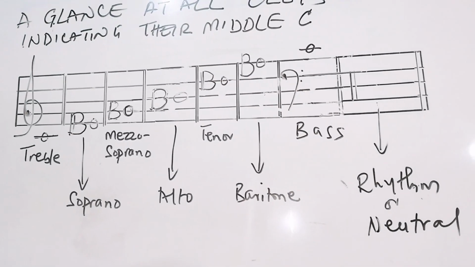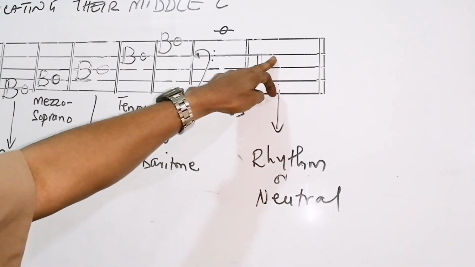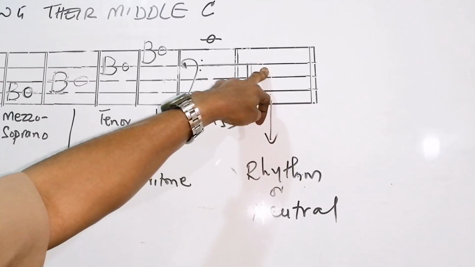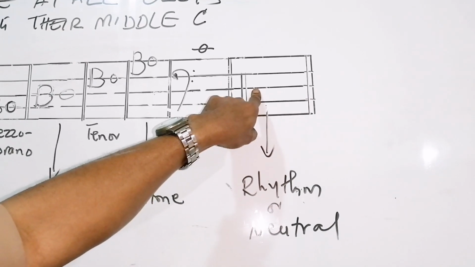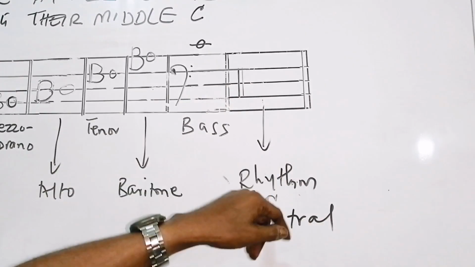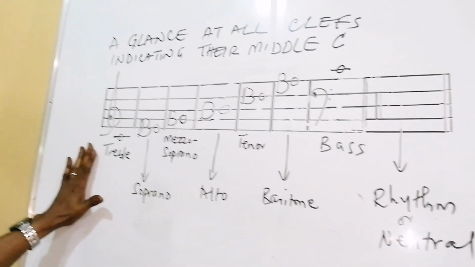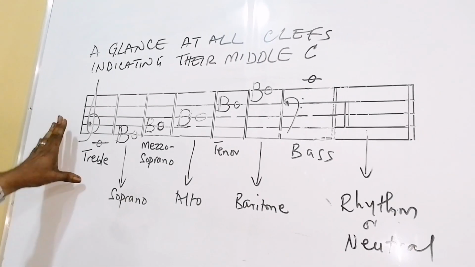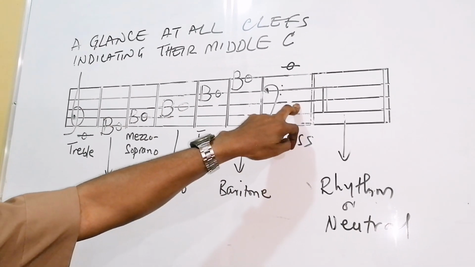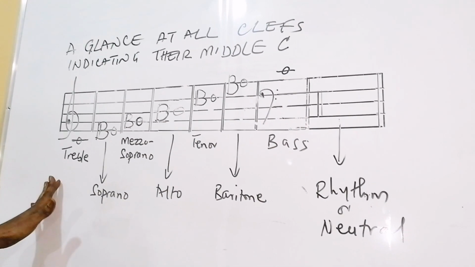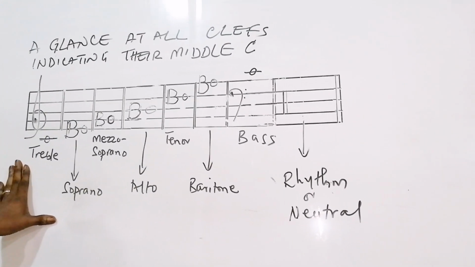The one I did not mention, which let me mention now, is the rhythm or neutral clef. If you want to play instruments of indefinite pitches, you can use this clef to score for instruments. It is called the rhythm or neutral clef. In my next class, I will use this clef, especially the treble clef and the bass clef, to illustrate and to mention the names of the lines and spaces earlier mentioned.